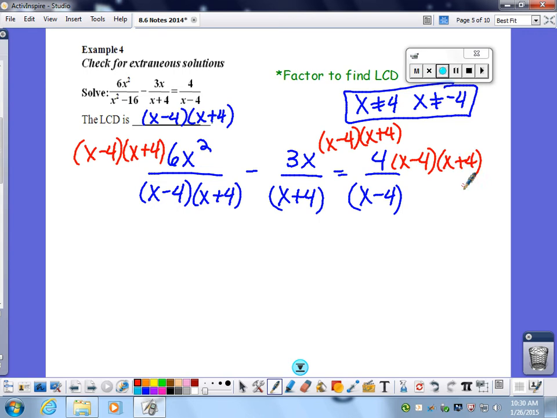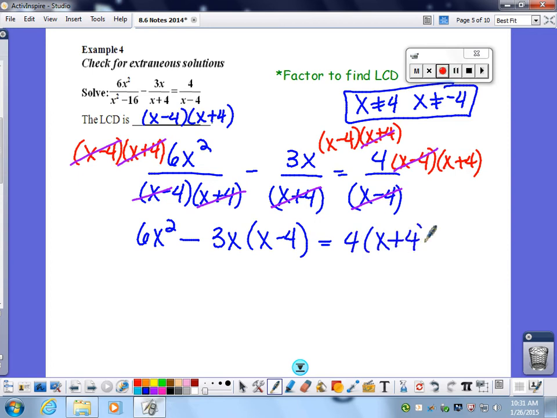All right, simplifying time. What do we have left? So here we're left with 6x squared minus 3x times x minus 4, and 4 times x plus 4.